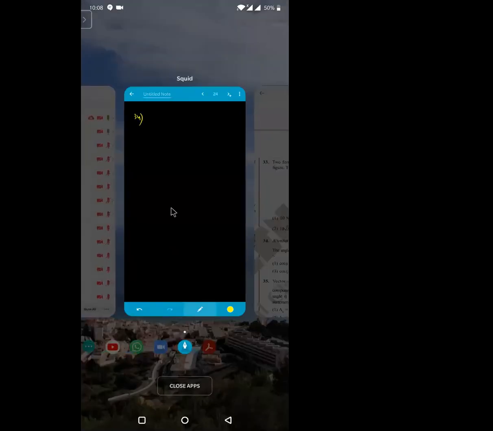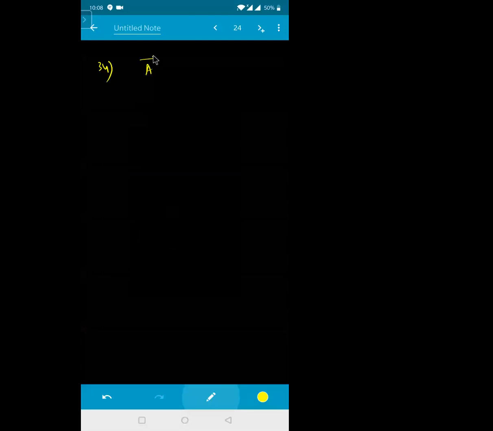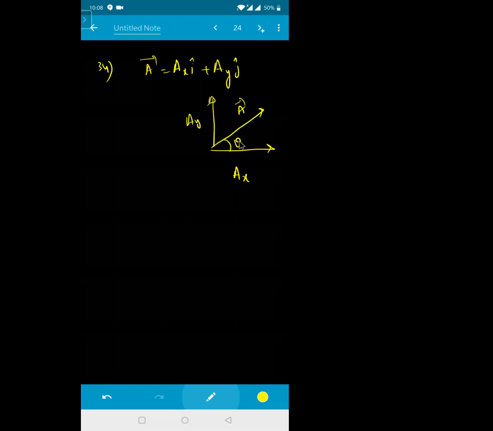Look at 34. Vector A bar is expressed as A bar equals AX into I cap plus AY into J cap. So this is one vector along this one, this is your AX, and this is another vector, AY. This is the resultant vector A bar, and this is the angle theta. So how do you take the angle? Tan theta. So tan theta is equal to what? Vertical by horizontal. That is AY divided by AX. So the second option will be the answer for that.